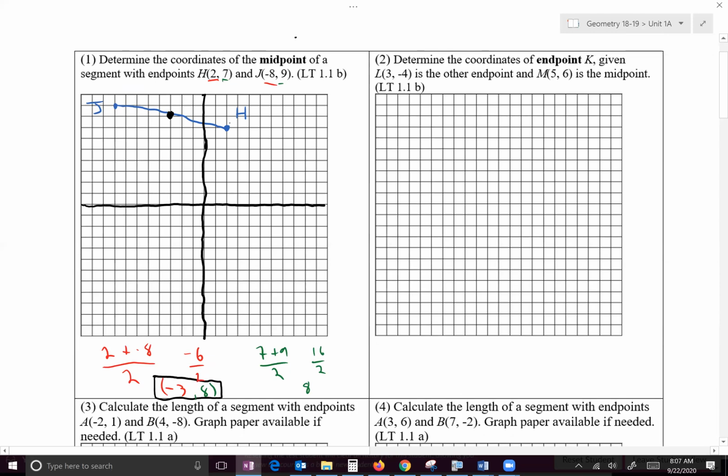So you can do it graphically. You can see that this point is halfway up the vertical. It's halfway along the horizontal. Or you can use the midpoint formula.